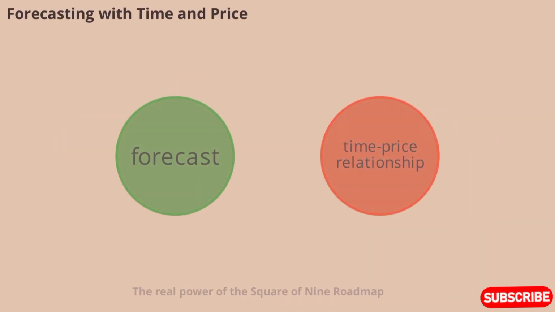The real power of the square of 9 roadmap chart comes when you start using time to forecast price or price to forecast time. By aligning these two dimensions, you can make more informed predictions about where and when significant market moves might occur. This dual forecasting ability sets the square of 9 apart from many other technical tools.